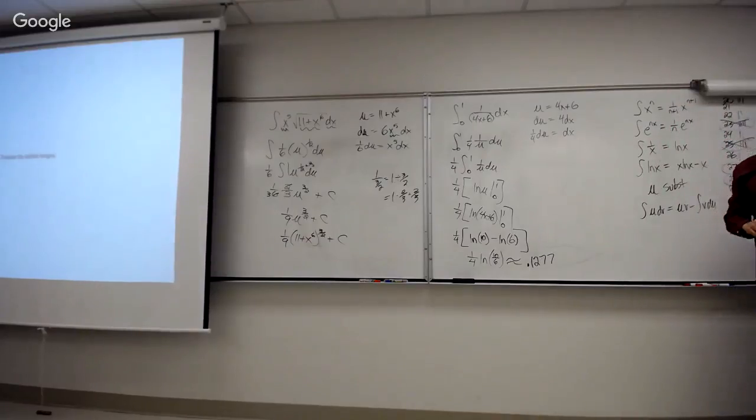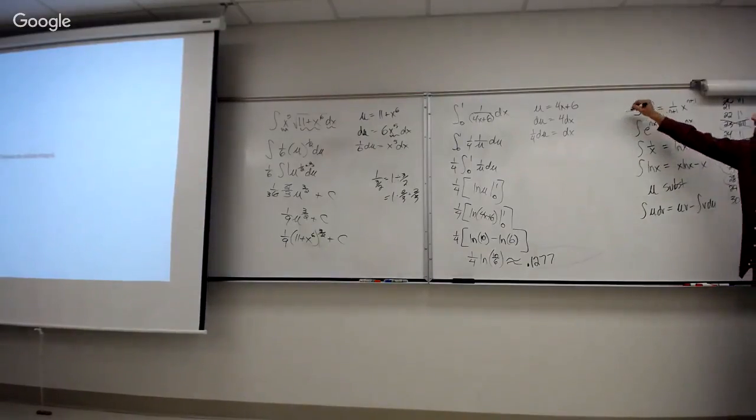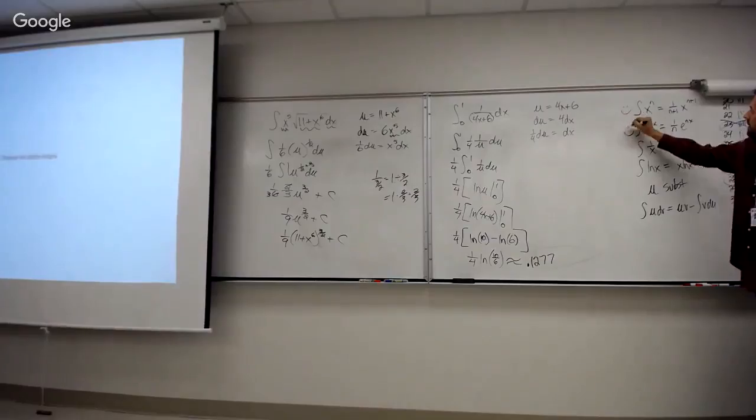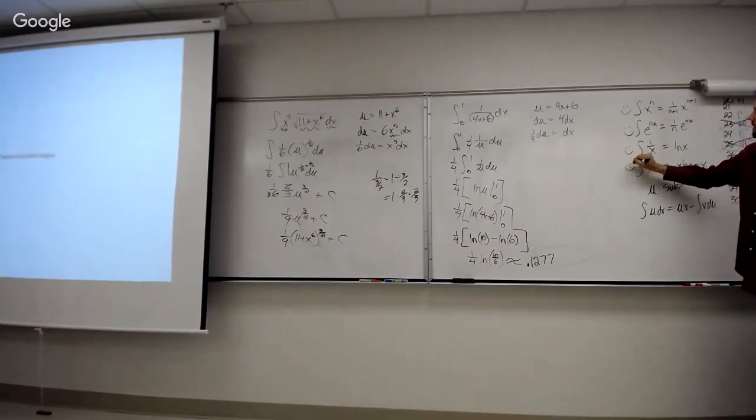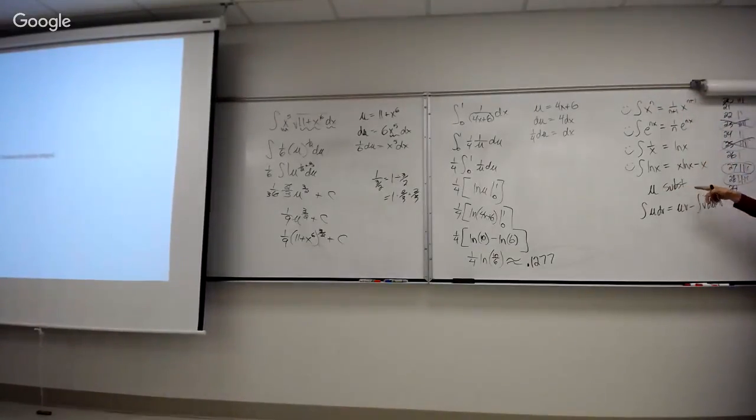So a lot of u substitution on the test. How are you going to know when to use u substitution? Because it's not a simple integral, right? If it's a simple integral, you can just use one of these rules. But if it's not, then you want to try u substitution.